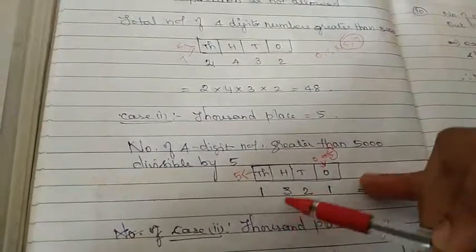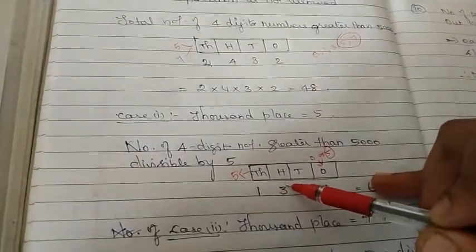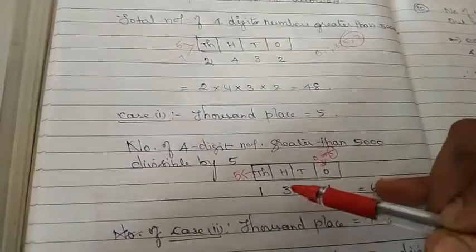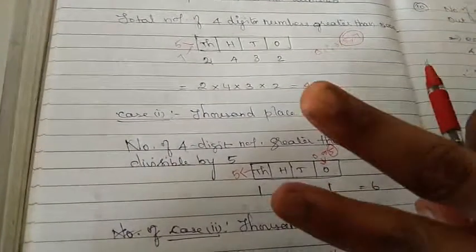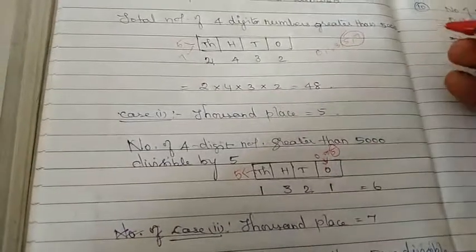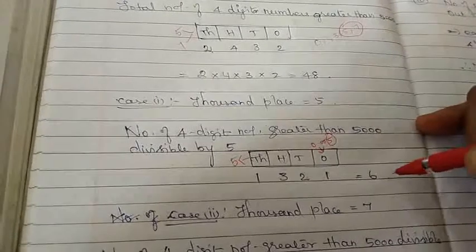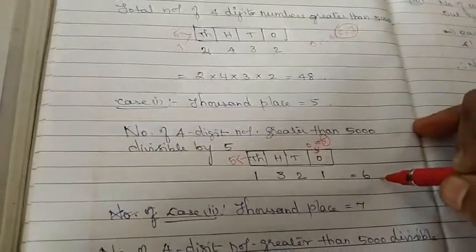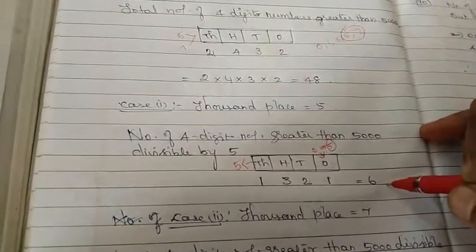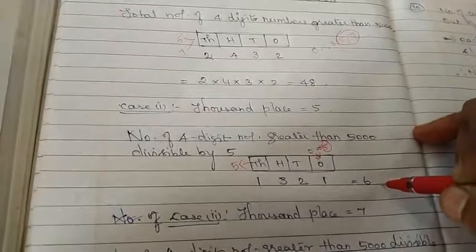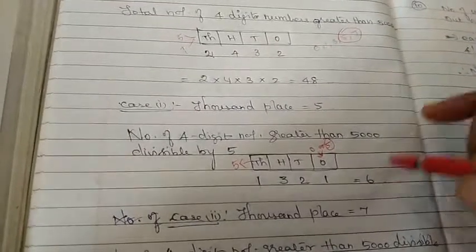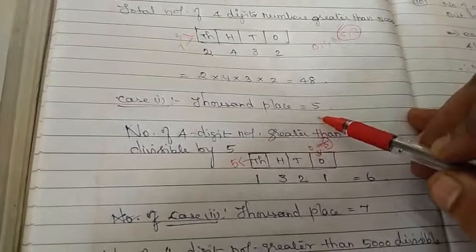Out of 3 numbers, we can choose any one number for the hundreds place. Therefore 3 chances. And again one number is fixed. There are only 2 chances for the 10th place. Okay. So 1 into 3 into 2 into 1, which is nothing but 6. 6 chances are there to get a 4-digit number greater than 5000 which is divisible by 5 when the 1000th place is fixed as 5.